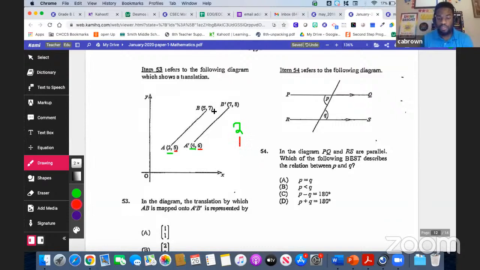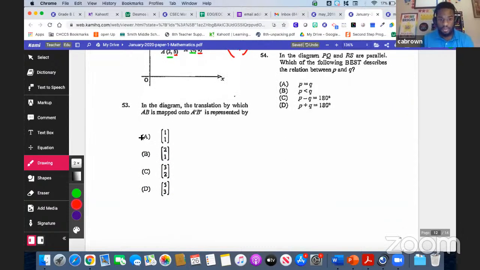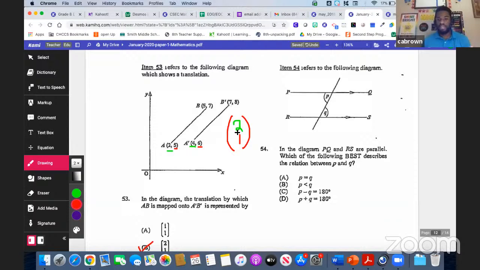Let's see if that's the same thing for B. 5 plus 2, that's 7. 7 plus 1, that's 8. So it means that the translation that took place was 2, 1, which is B. In the diagram, the translation by which AB is mapped onto A prime, B prime is 2, 1, which we just worked out. Again, a translation is a slide.